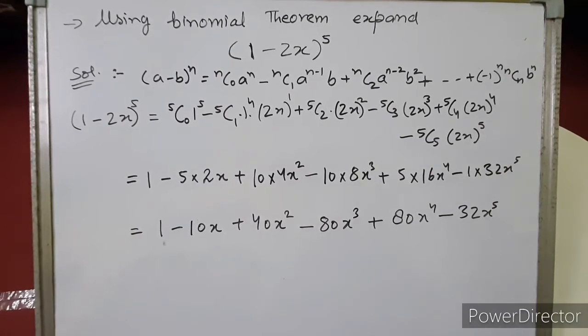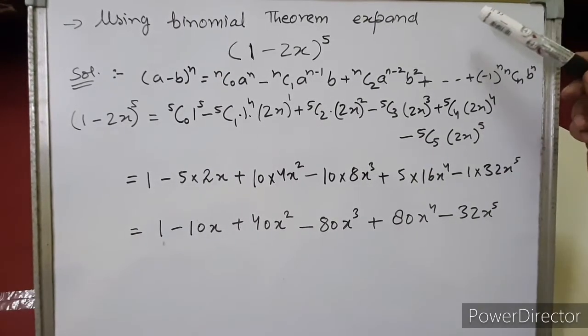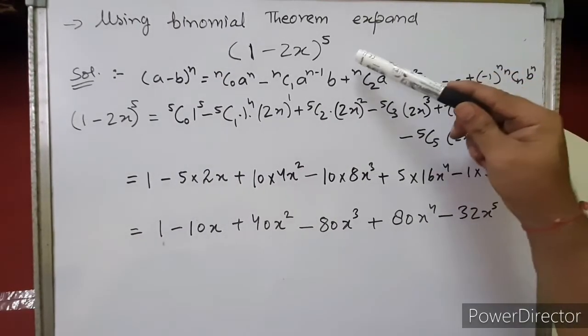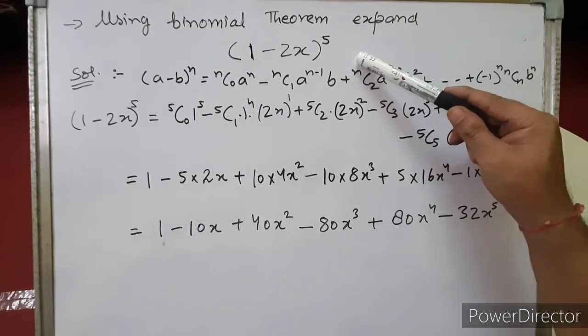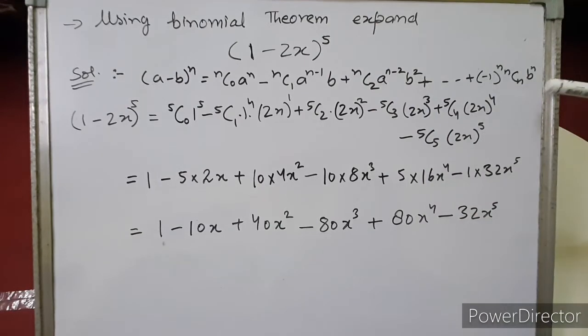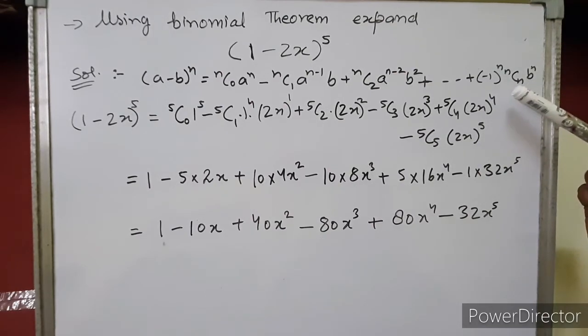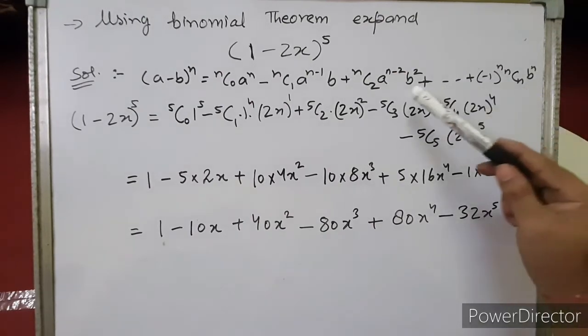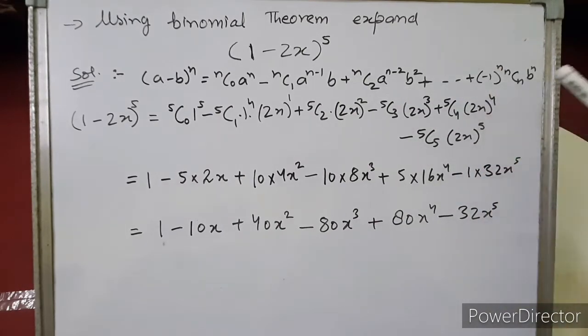Now in this sum we have to expand the binomial expression (1 − 2x)^5 using the binomial theorem. We have studied that if (a − b)^n is written, then we can expand it as nC0 a^n − nC1 a^(n−1) b + nC2 a^(n−2) b² and so on, right?